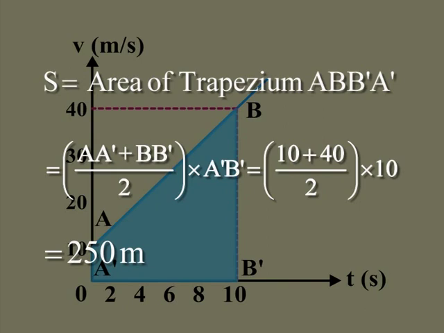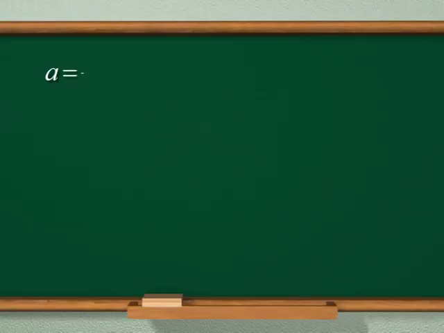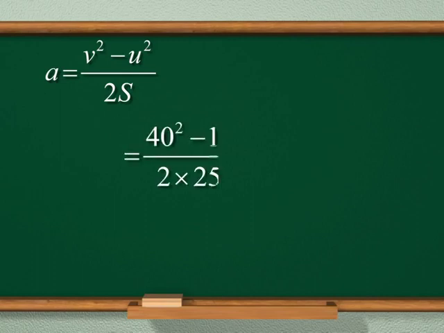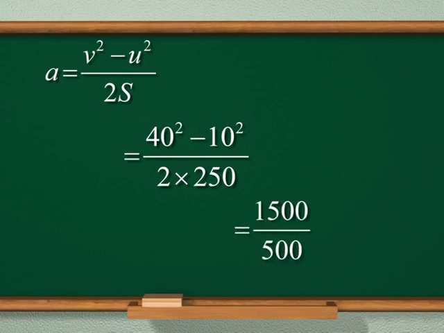For the measurement of acceleration, either we can find the slope of the line AB, or it is equal to v square minus u square upon twice of distance s, which gives acceleration a is equal to 40 square minus 10 square divided by 500, that is 3 meter per second square.